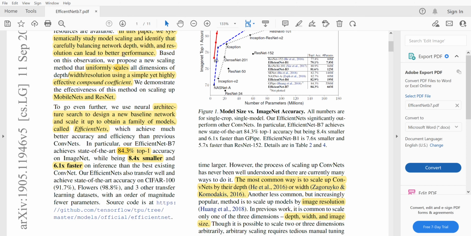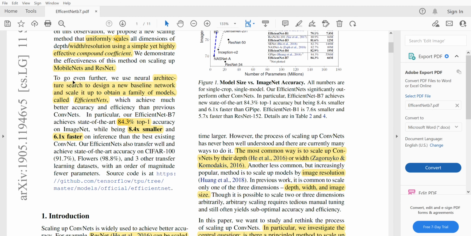Based on this observation, they proposed a method which is called compound scaling, and they apply that method on MobileNets and ResNet. They say that neural architecture search was used on the baseline networks. The baseline networks were MobileNet and ResNet, and they developed a family of models called EfficientNets. They say the network was 8.4 times smaller and 6.1 times faster.